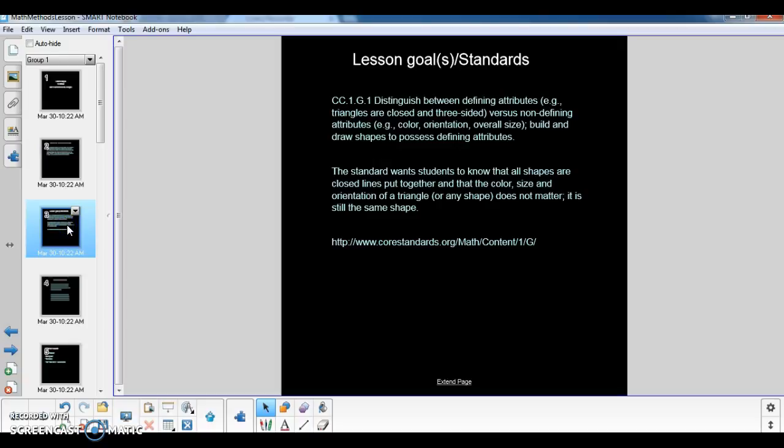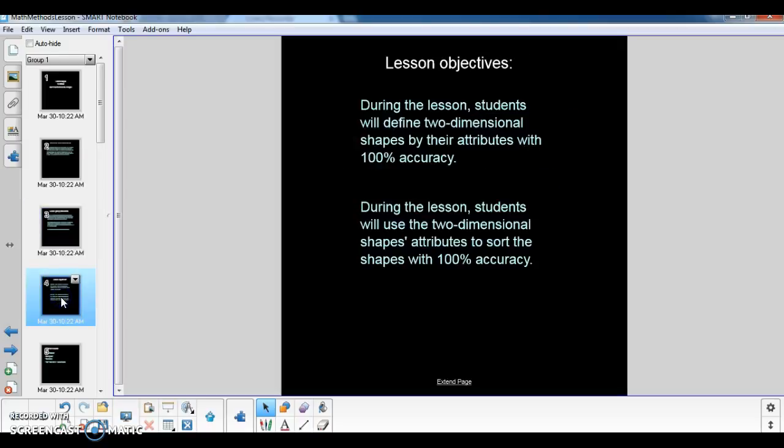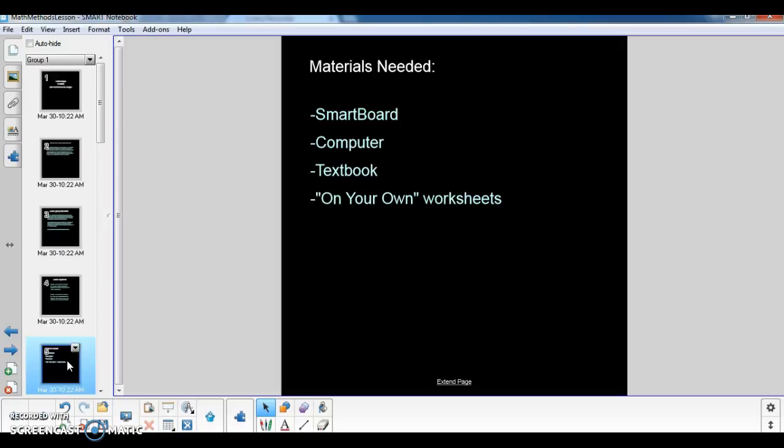Pretty much the standard wants students to know that all shapes are closed lines put together, and that it doesn't matter the color, size, or orientation of the shape. It's still the same shape, no matter which way it is flipped or what the color or size it is. The objectives: students will define two-dimensional shapes by their attributes, and students will use the two-dimensional shapes attributes to sort the shapes. And then materials: smartboard, computer, textbook, and then the on your own worksheets.